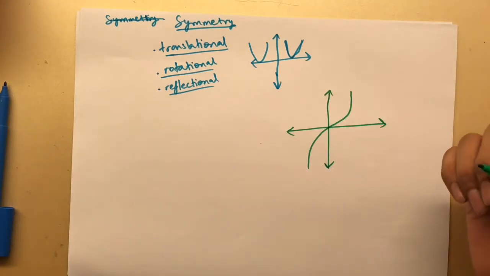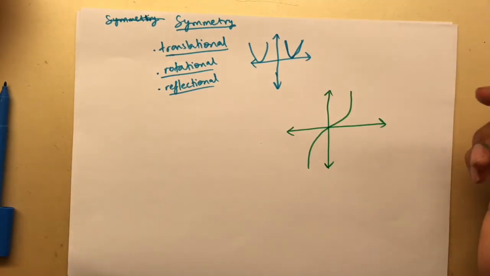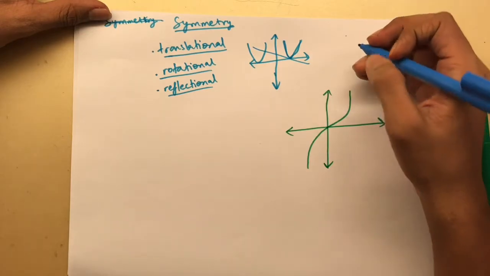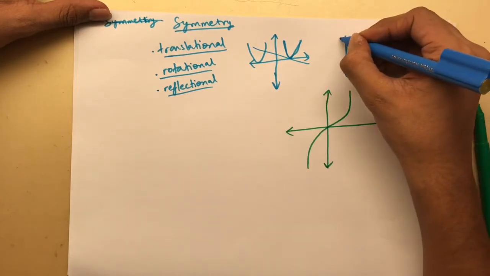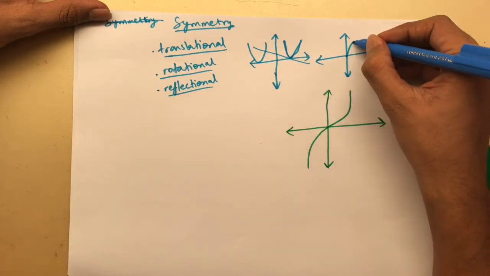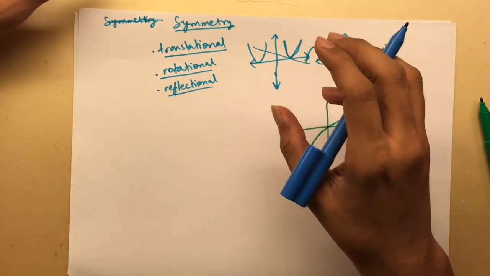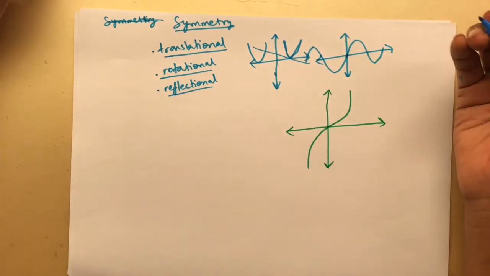And so rotational symmetry is if I turn it by 180 degrees and it's the same function itself, it's rotationally symmetric. Translational symmetry is basically if I can move the graph and it would be the same thing again. So for example, for sine x, if I move the graph by 360 degrees ahead or behind, it would be the same thing, or any multiple of 360 degrees.